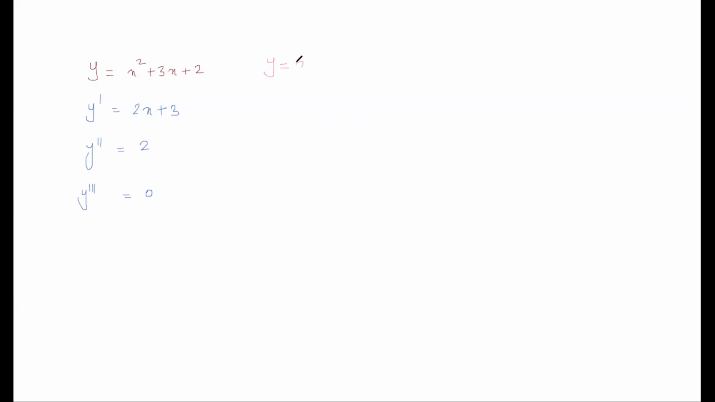y is equal to x to the power 20. y dash is equal to 20x to the power 19. Second derivative, its derivative, it is 20 into 19x to the power 18. So multiply it, you'll get the answer. y triple dash, third derivative, 20 is there into 19 constant into x to the power 18 derivative is 18x to the power 17. It will go on.